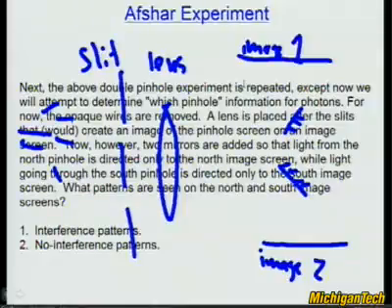So if they do that, what do you see? Do you see an interference pattern on image screen 1 and image screen 2, or do you not see interference patterns on image screen 1 and image screen 2? There's no wires in this yet.